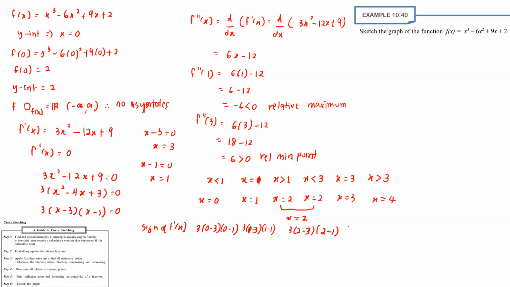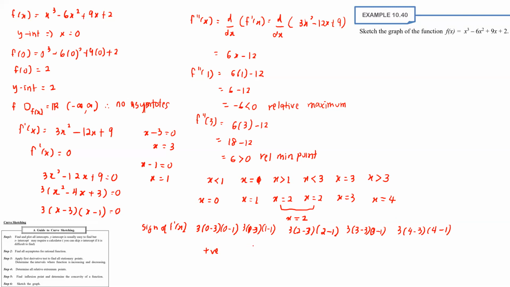How about 3 here? 3, 3 minus 3, 3 minus 1. How about 4? 3, 4 minus 3, 4 minus 1. Okay, we solve this problem. What do you get? This one is positive, right? Negative 3, negative 1, so we get a positive value.